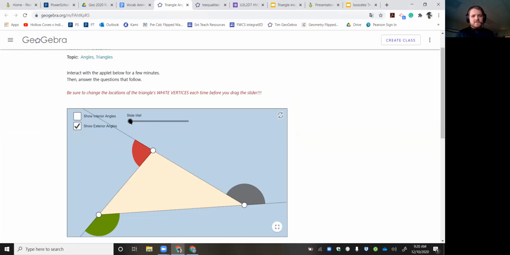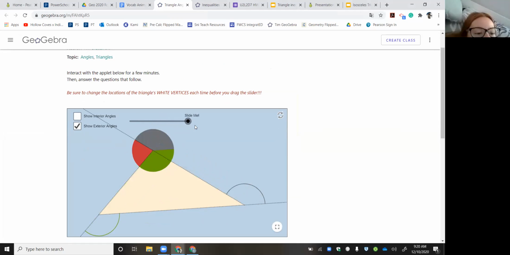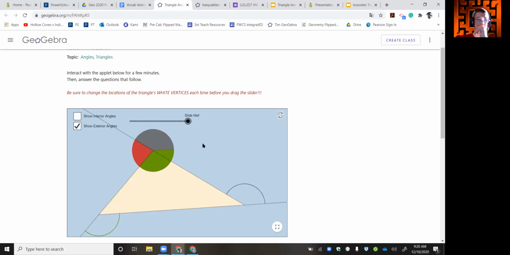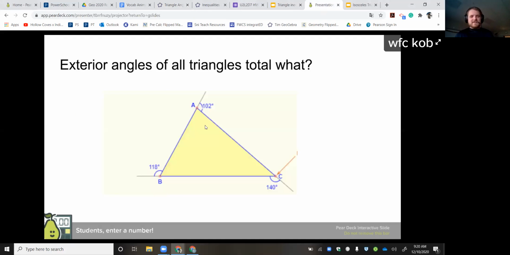So if I show these exterior angles right here, watch this real quick. If I slide these exterior angles all together, what's it going to create? A circle. Look at that. Oh, yeah. Illuminati confirmed. Hopefully that's making some sense.